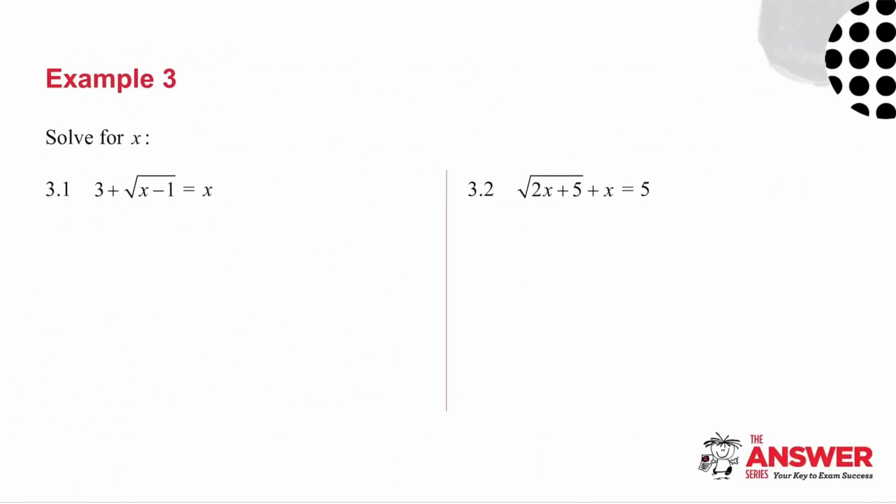In the next example, you're going to do the same thing, except before you square both sides, you need to isolate the square root. So the first thing you need to do is put the square root on one side and everything else on the other side. So pause the video, try these two, and then we'll look at them together.